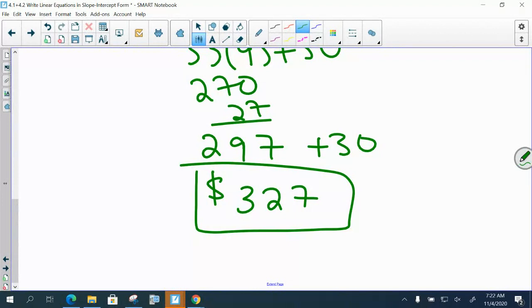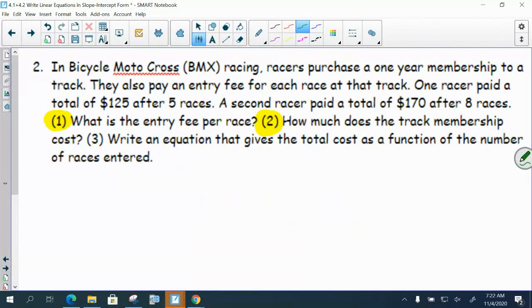All right, and then let's do the next one. In bicycle motocross, or BMX, is this supposed to say motor maybe? Anyways, in BMX racing, racers purchase a 1-year membership to a track. They also pay an entry fee for each race at that track. So the 1-year membership will be the Y-intercept, and then the race entry fee per race will be the slope. One racer paid a total of $125 after 5 races. The second racer paid a total of $170 after 8 races.